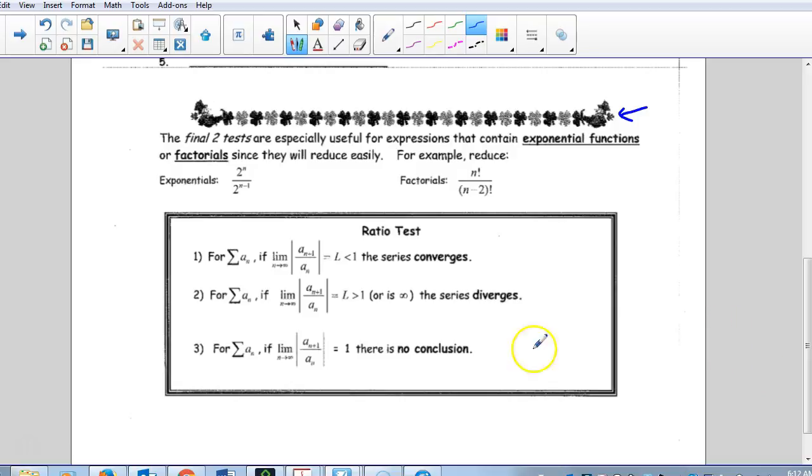Ratio test says, for exponents, and there was a problem that we did, I don't know, a couple days ago, and there was a factorial, and I said, hold off on that one because there is a test that we're going to use that deals with factorials. So here's the deal.